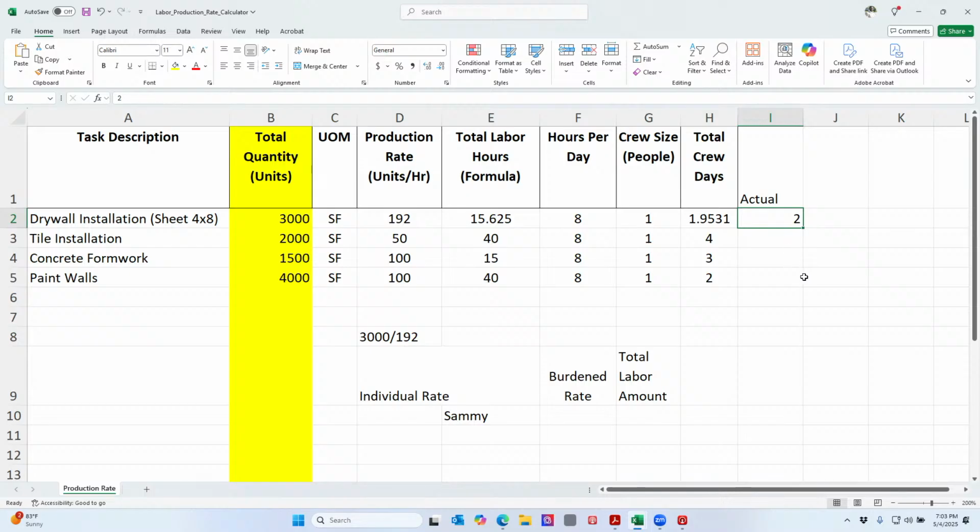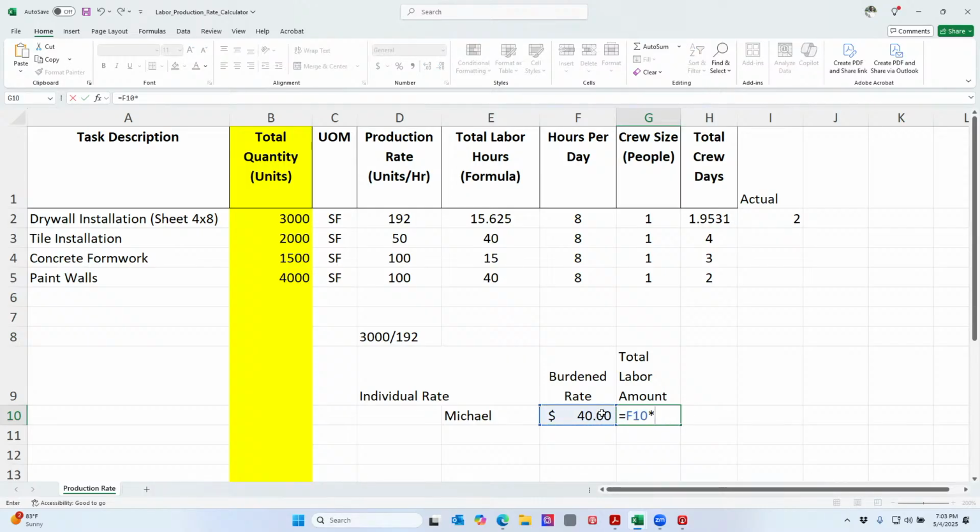And so the next thing I would do, let's just say this is me and I'm Michael. Let's just say I'm at a burden rate, and we'll talk about this in a second. I'm a burden rate of $40 an hour. That's my burden rate, $40 an hour. And it's going to take me 2 days. So that means I have my $40 an hour times 2 days times 8 hours a day. Got it? Times 8 hours a day. So that's going to cost me $640.